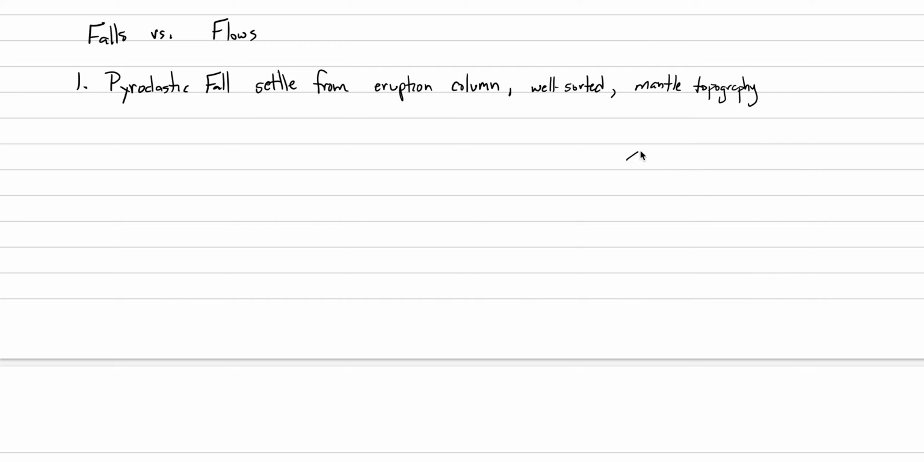So what do I mean by that? If this is like our topography and we have a layer of pyroclastic fall material, it will just form a uniform blanket that covers topography, and it'll always be really well sorted. Let me see if I have a picture of that. I don't even have a picture of that to show. I think most people have seen snow fall, and so you get the right idea.